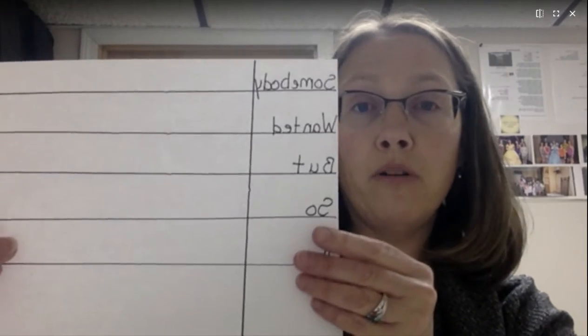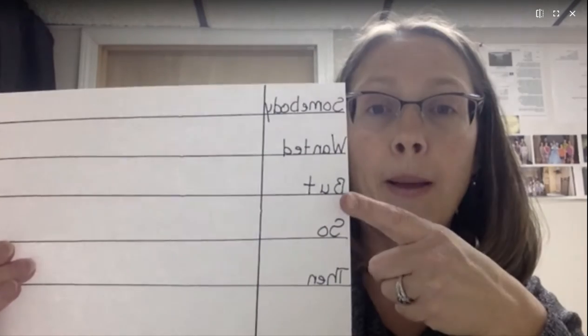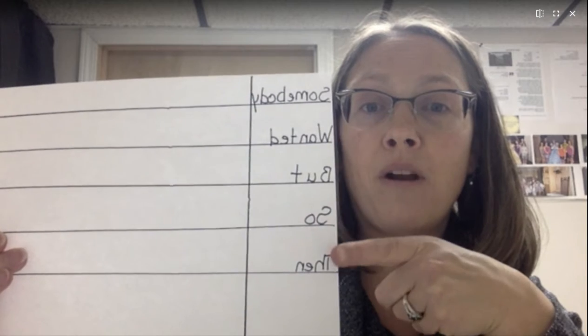Hi, Mrs. Johnston, and we are going to apply what we have learned in our story today by filling out my Somebody Wanted But So Then chart. So I have created the chart with the words Somebody Wanted But So Then. And I'm going to ask you some questions about today's read aloud.